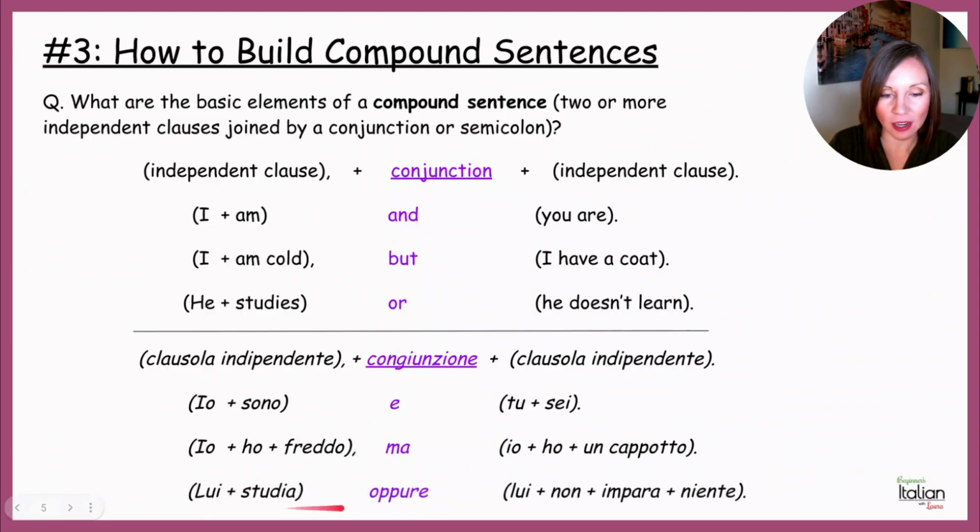And then lui studia, oppure lui non impara niente. Okay, so he studies or he doesn't learn, nothing. Okay, we have two negatives here together, which is how you make the sentence negative in Italian. So lui studia oppure lui non impara niente. Okay, so once again, we're just making slightly longer sentences by using our conjunctions here. And that's a compound sentence.